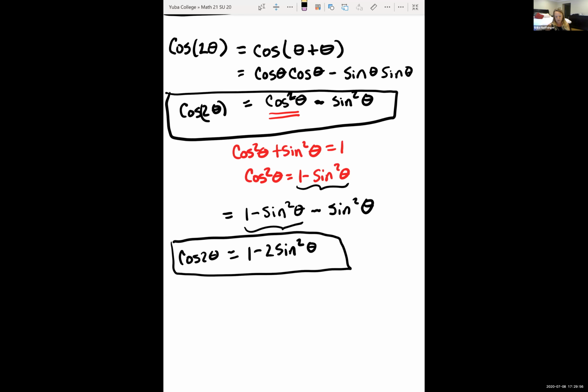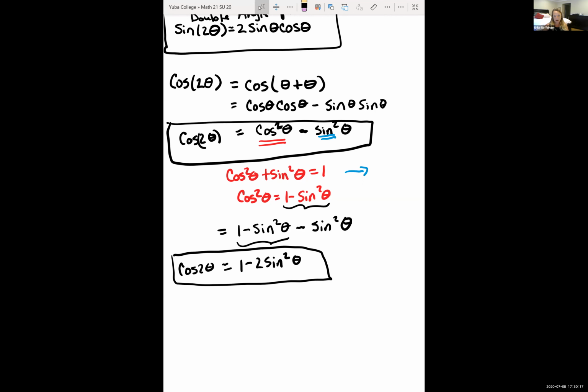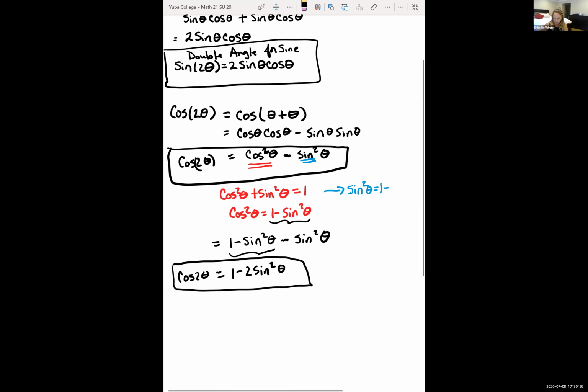So again, from the first one, we can derive the third one. But this time, instead of rewriting cosine squared in terms of sine squared, we're going to use this equation, and we're going to rewrite sine squared in terms of cosine squared. So instead, from this equation, if we had subtracted cosine squared from both sides, we would get sine squared theta is equal to 1 minus cosine squared theta.